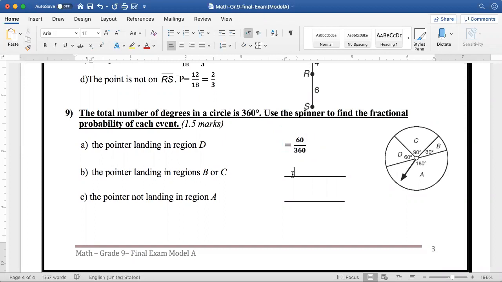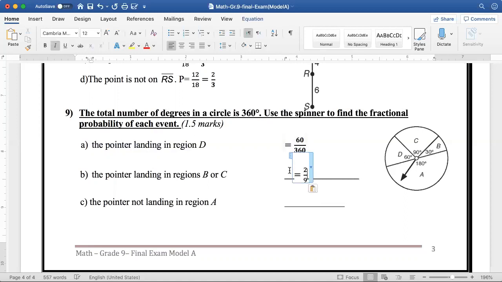The pointer landing in regions B or C. B or C, or means add. Region B, I have 30. Region C, I have 90. So I'm going to write here in the numerator 30 plus 90 is 120. And down in the denominator, I'm going to write the total.